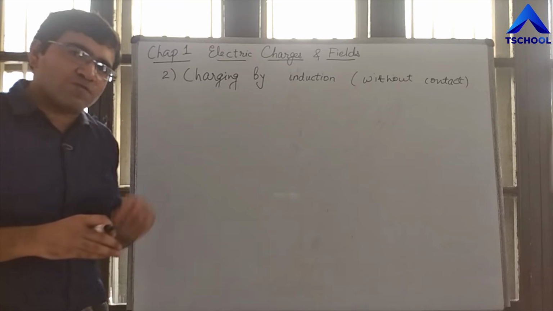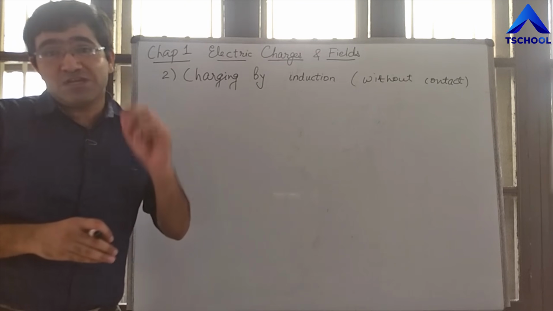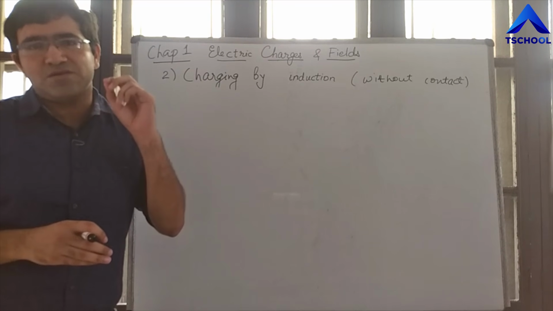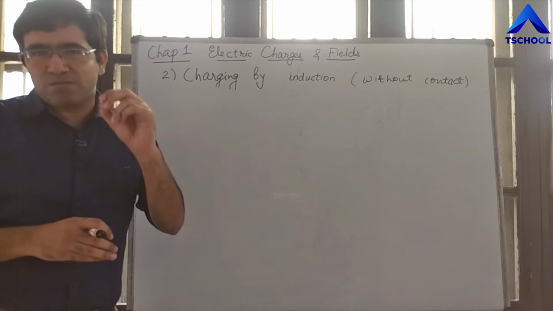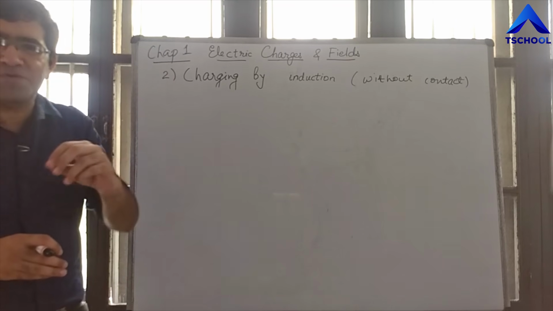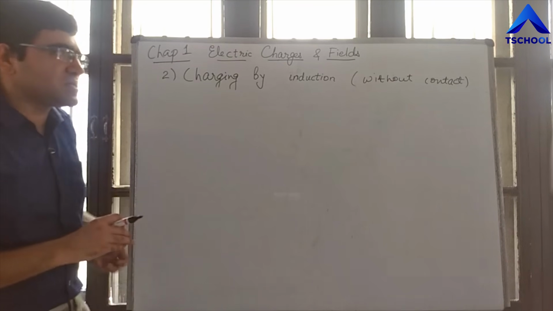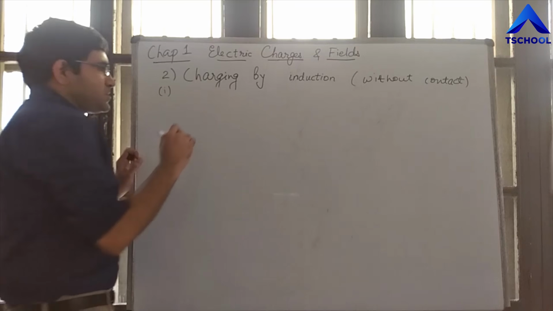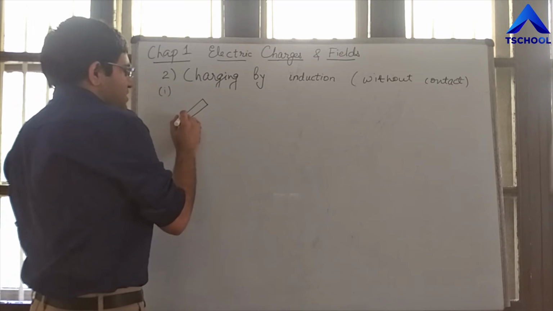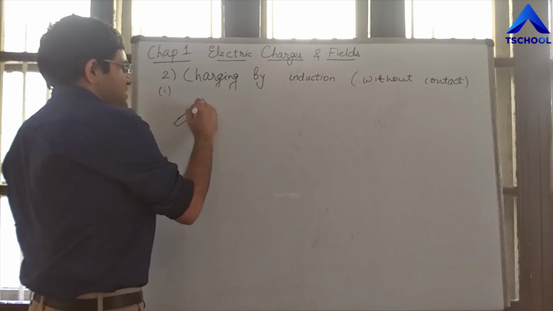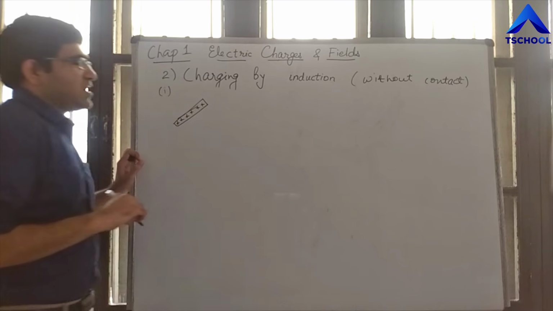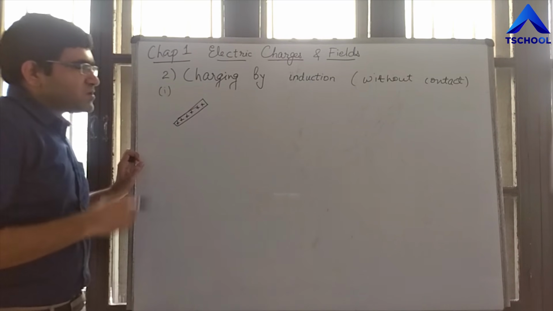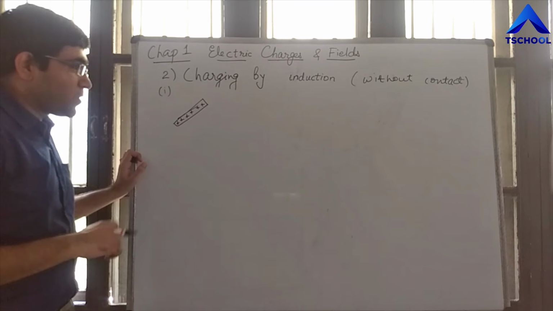A basic requirement for charging by induction is that you need to have some charged body. You need to have at least one body that is already charged, because you are going to use it to charge other bodies. So let's see the steps. Step 1 is we take the object which already has a charge. Let's say we have a glass rod which is rubbed with silk cloth, and now it is positive. So I take this glass rod, which is already positive.